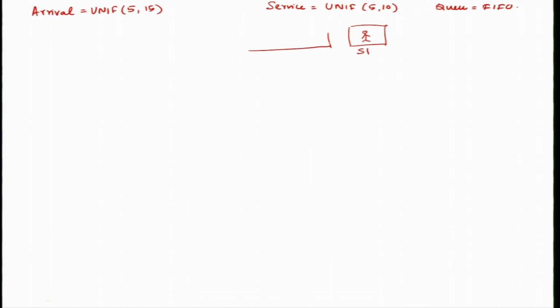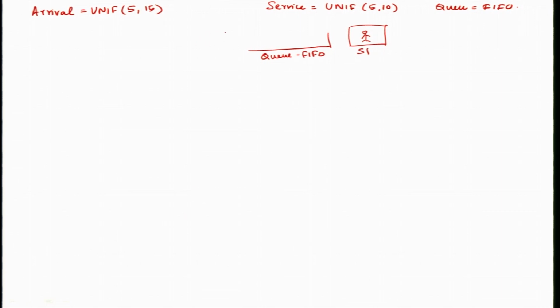So, as I said earlier, arrival is uniform 5 and 15, service is uniform 5 and 10, and Q is 5 4, first in first out. So, I am doing a system diagram once again, so that you have an idea. Server waiting here S1, and here is the queue, it is a 5 4 queue.